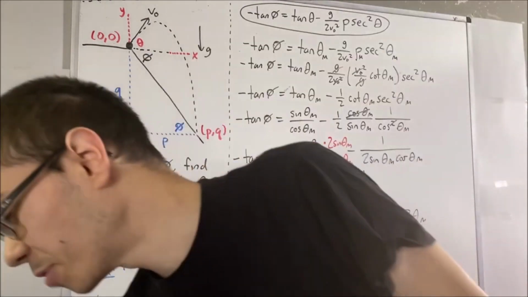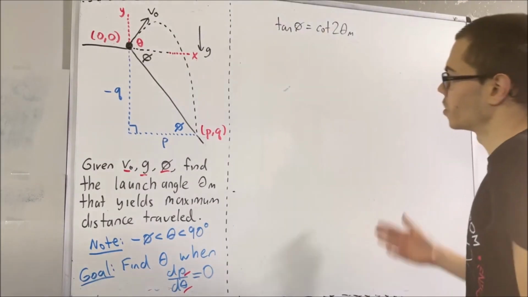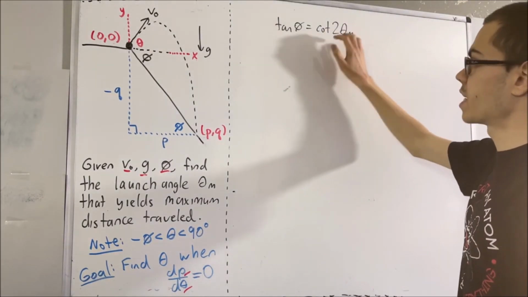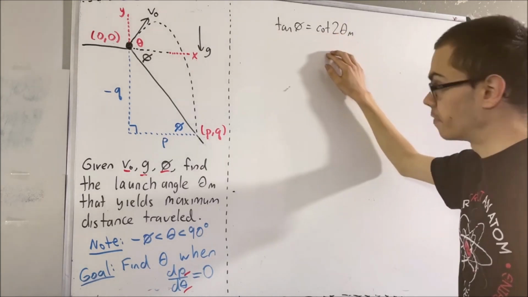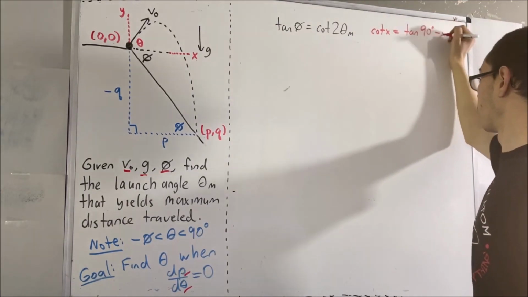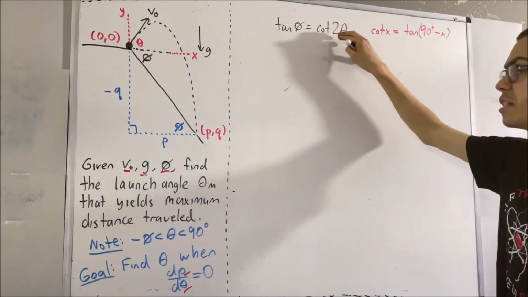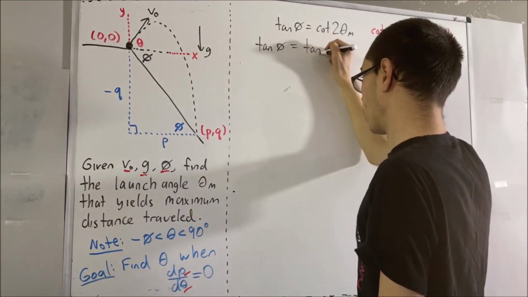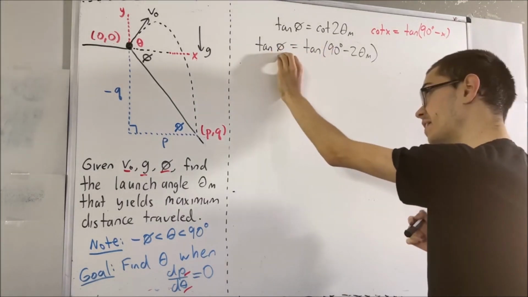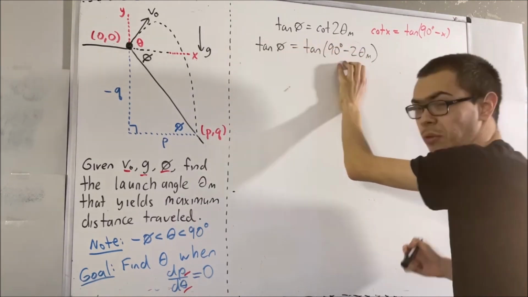So now let's move back up to the top. So then how do we solve for theta m in this equation? Well, it turns out we can re-express cotangent in terms of tangent, right? It turns out we have the following trig identity. So really, this is just the tangent of 90 degrees minus 2 theta m. So this is what we have. Now, the tangent of this is equal to the tangent of that. Therefore, this must be equal to that.